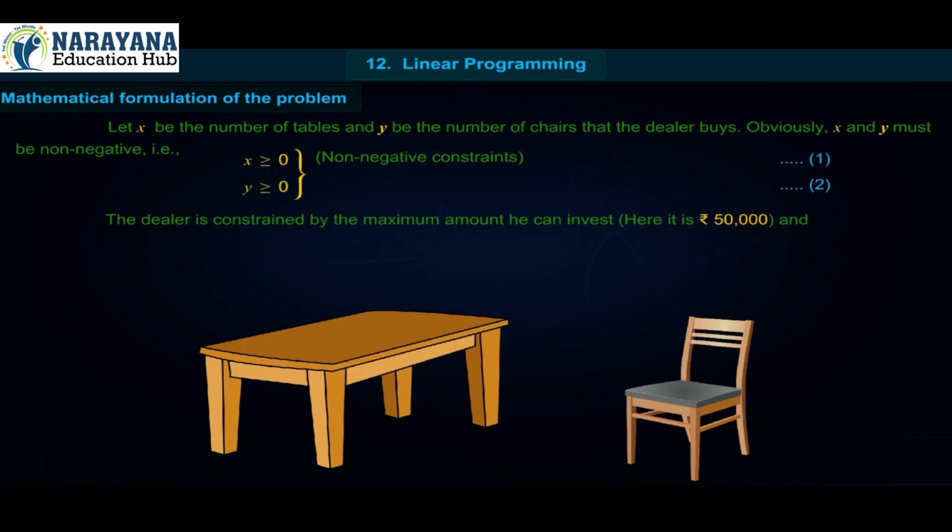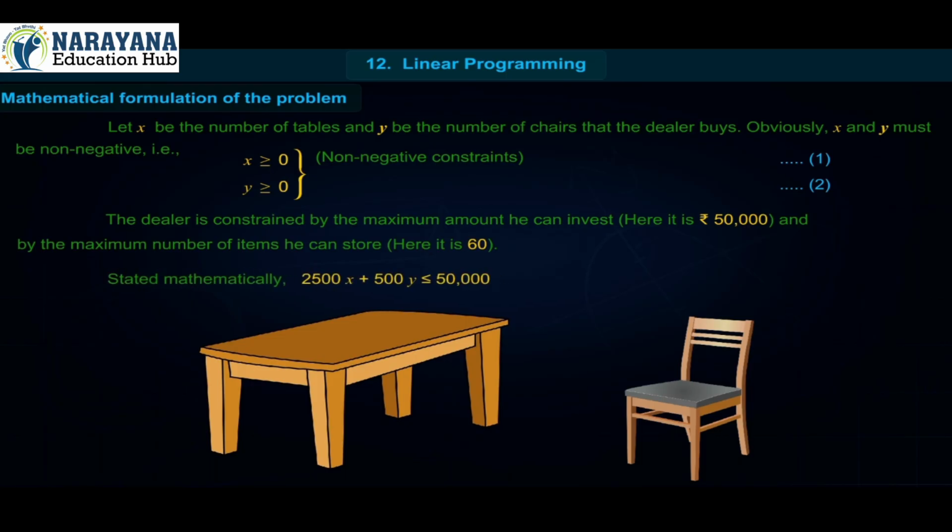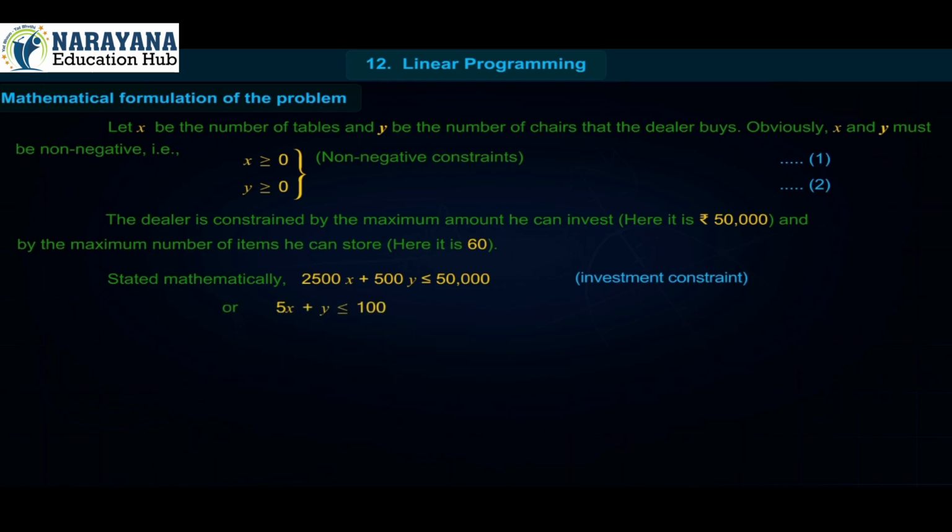The dealer is constrained by the maximum amount he can invest, here it is rupees 50,000, and by the maximum number of items he can store, here it is 60. Stated mathematically, 2,500x plus 500y is less than or equal to 50,000, which is the investment constraint, or 5x plus y is less than or equal to 100, equation 3, and x plus y is less than or equal to 60, which is the storage constraint, equation 4.